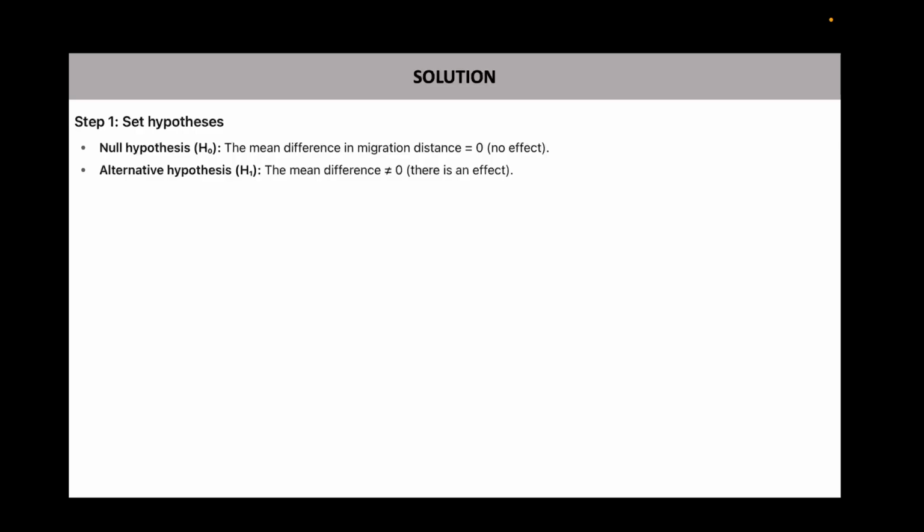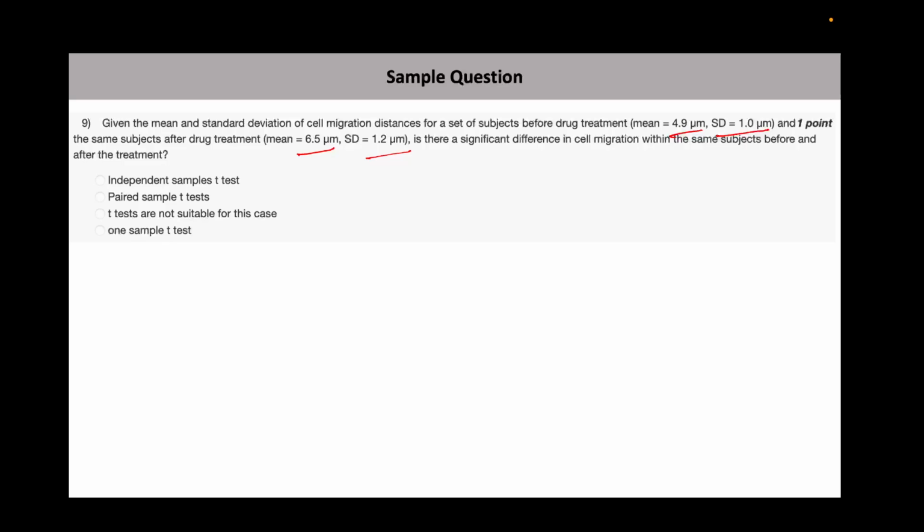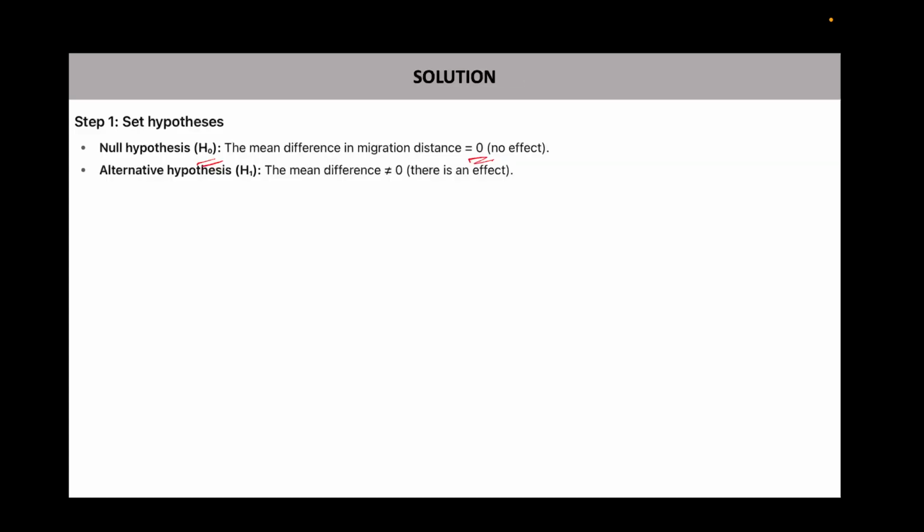Our null hypothesis states that the mean difference in migration is zero. From the question, we are talking about the cell migration difference between the effect of treatment and the control condition. So this mean difference is zero, which means there is no effect. The alternative hypothesis states that the mean difference is not zero, which means there is an effect.